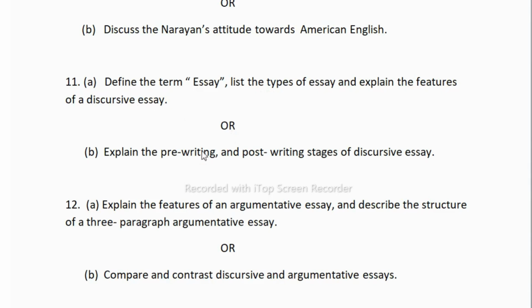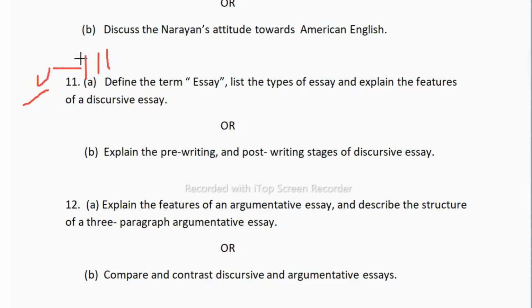Or either you can do this one, B1, explain the pre-writing and post-writing stages of discursive essay. They can ask you in this way also, or like explain the features of argumentative essay and describe the structure of a 3-paragraph argumentative essay. So here the 12th one you have to do this one, or either you can compare and contrast the discursive and argumentative essay. So here in the 11th question they will ask you from unit 3.